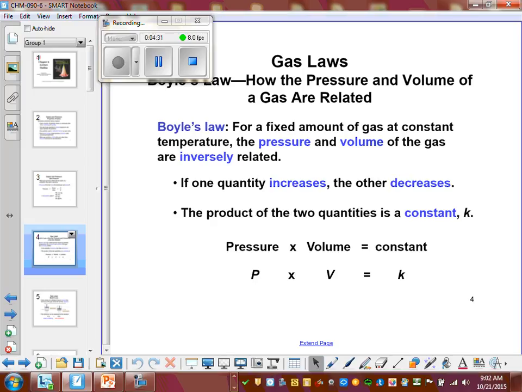We're going to cover roughly 6 gas laws. First one is Boyle's law. Boyle's law says for a fixed amount of gas at constant temperature, the pressure and volume of gas are inversely related. What does that mean? If we have a cylinder with a piston in it, and we have a certain pressure, I'll call that P1, and a certain volume, V1.